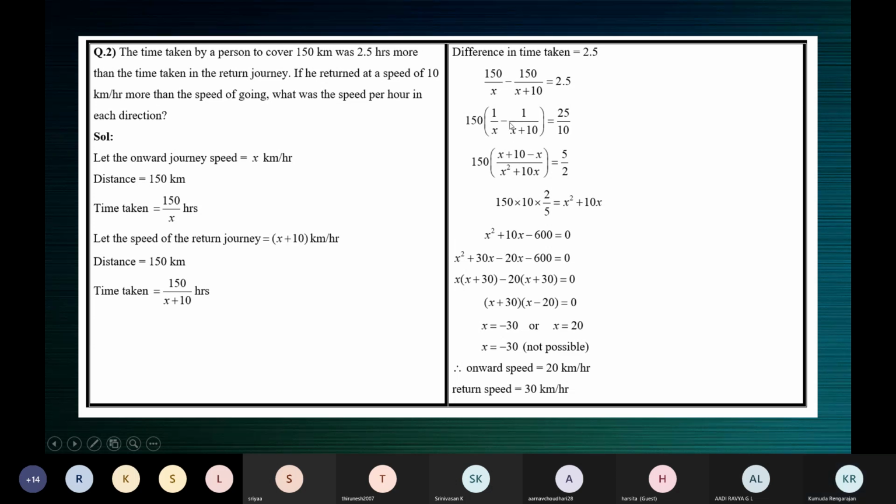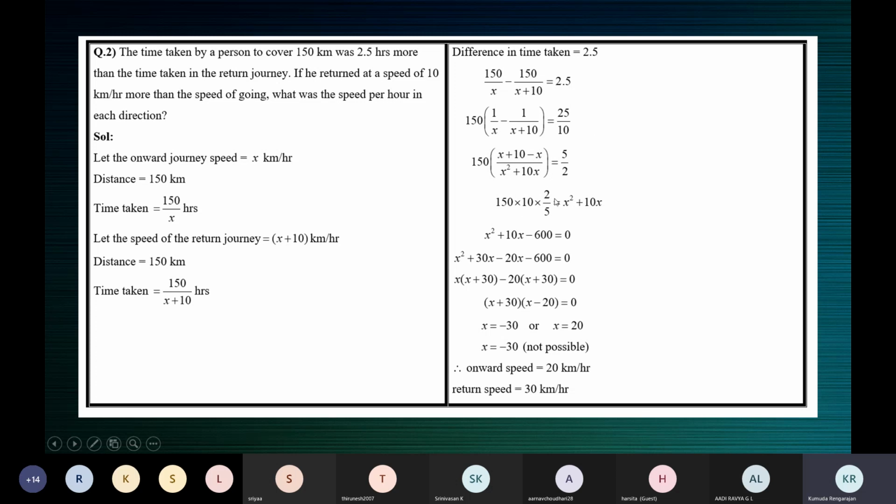So you cross multiply like this: x plus 10 minus x. How I have simplified is this: x and minus x will get cancelled. So there is only 10 in the numerator. See, I've written this 150. There is this 10 in the numerator because minus x plus x cancels.